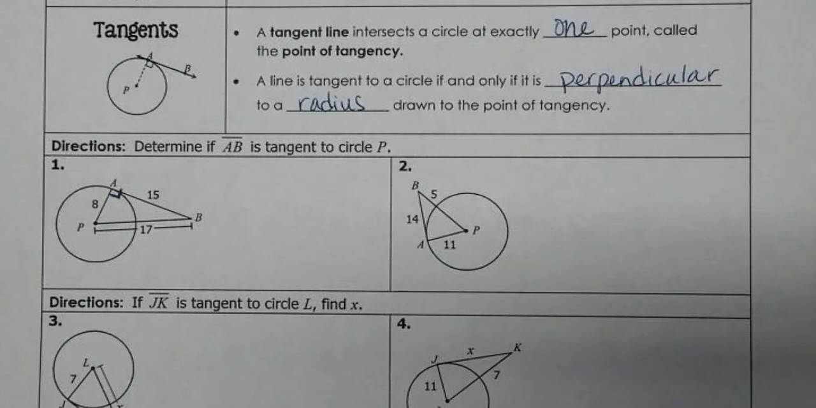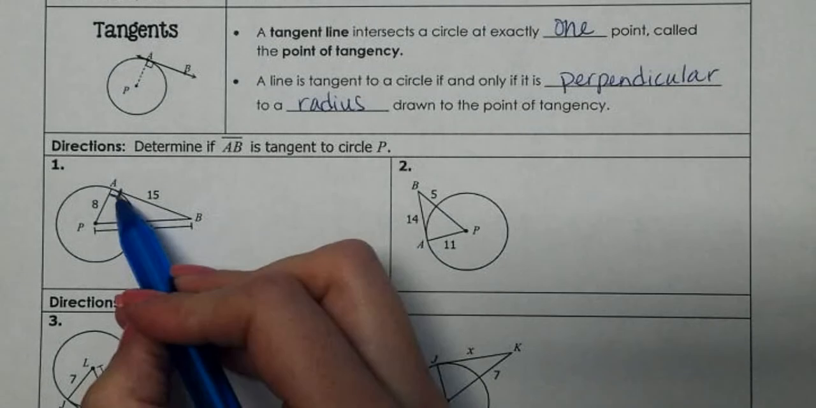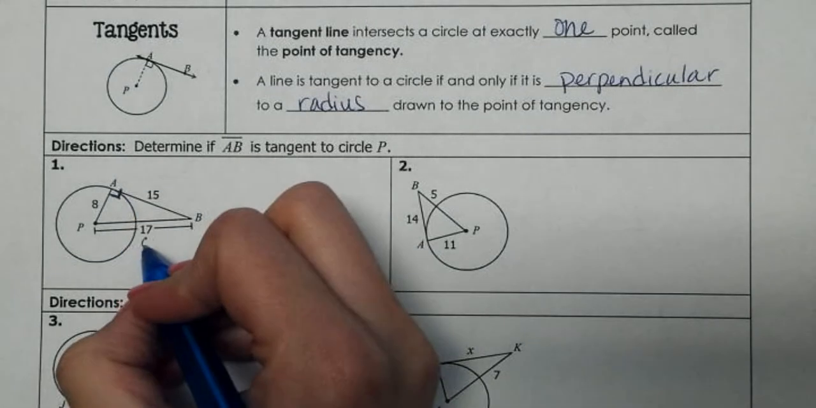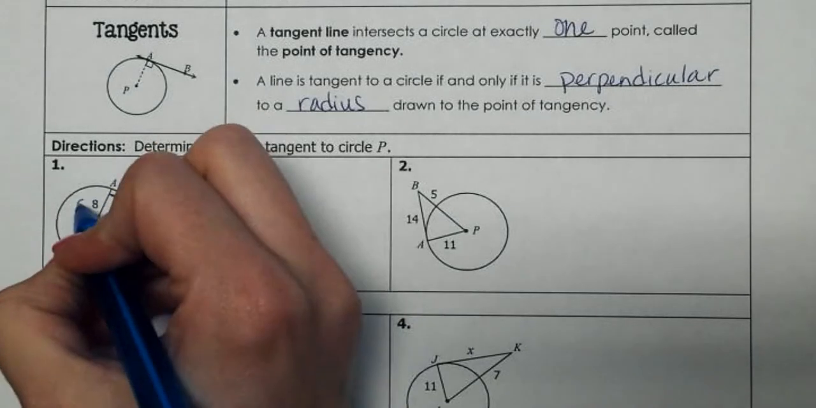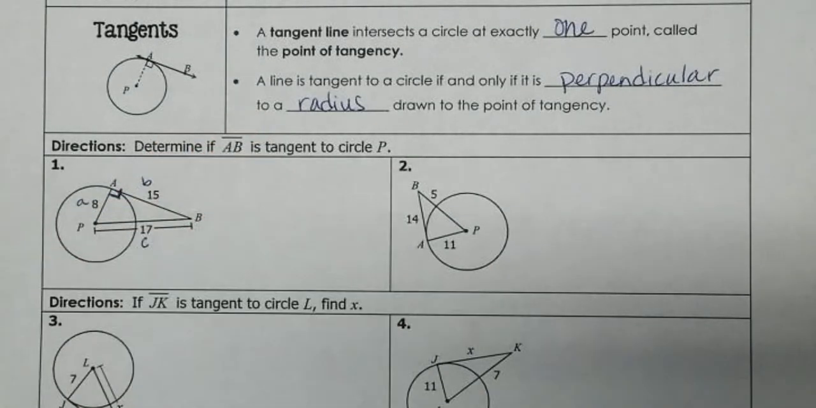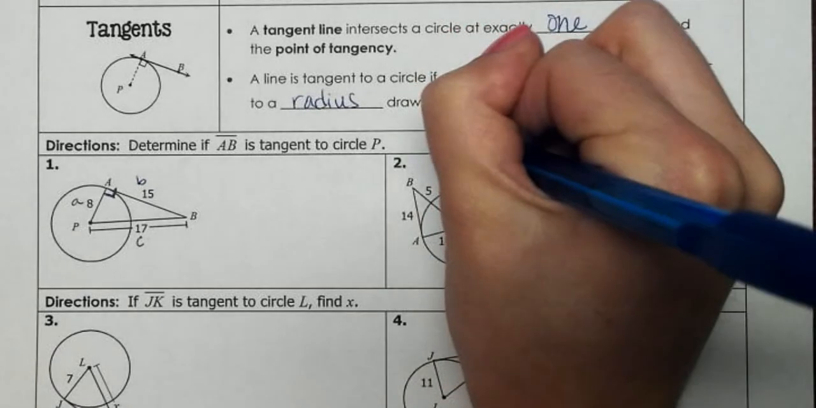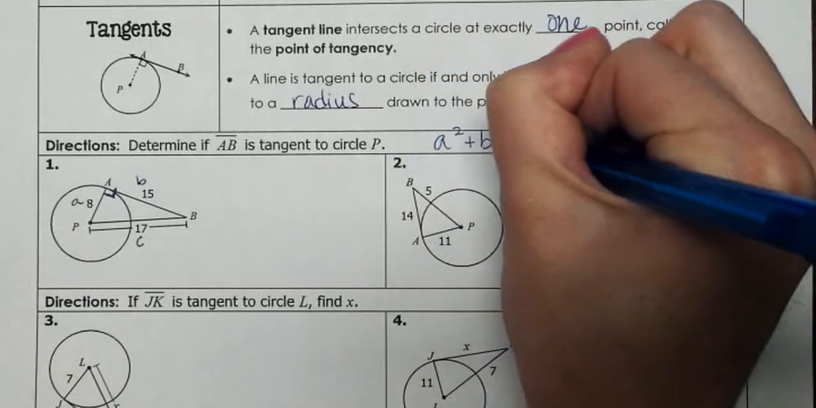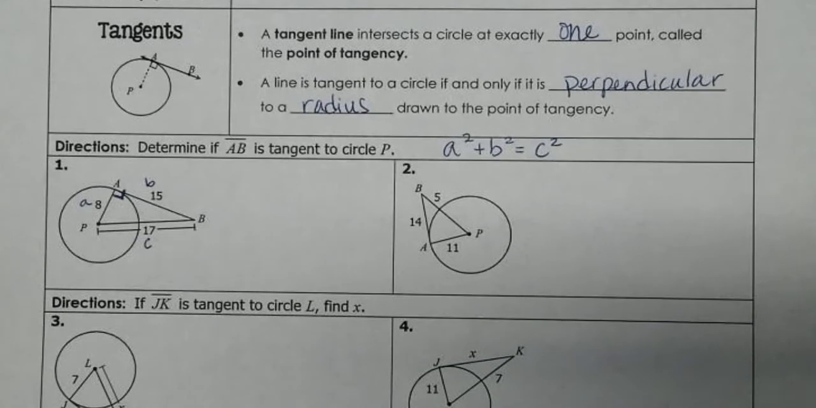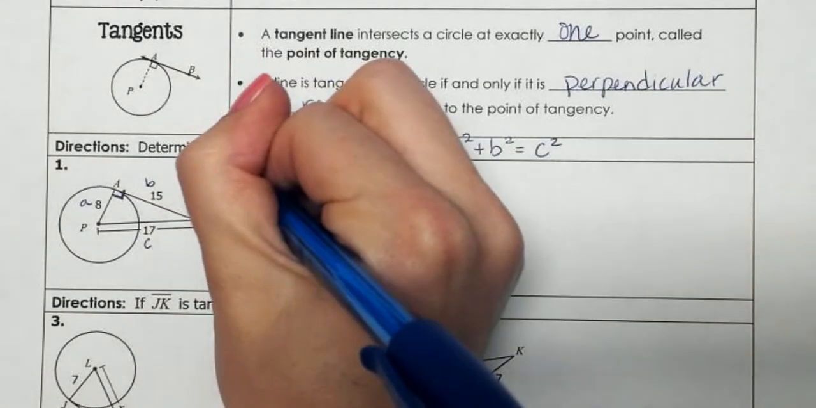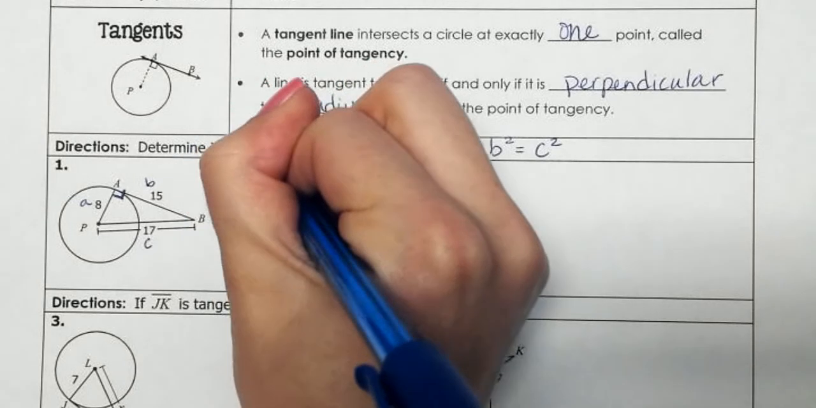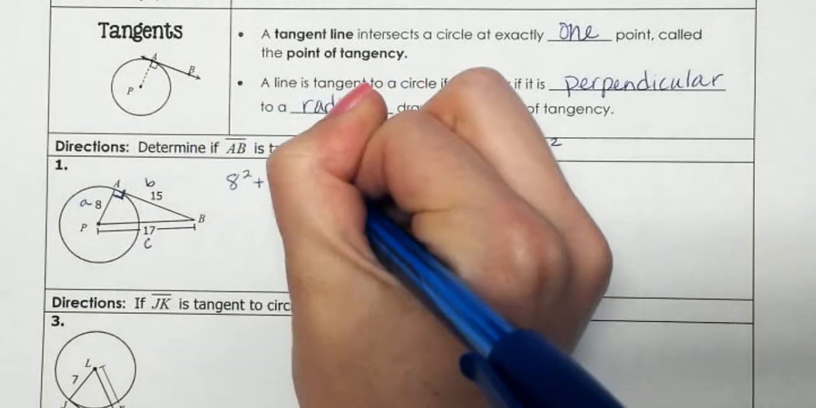So in that case, this would make this segment C, and this could be A, and this could be B. So we're going to set up the Pythagorean theorem. Remember, A squared plus B squared equals C squared. Okay? So we're going to plug in. I'm going to have 8 squared plus 15 squared equals 17 squared.